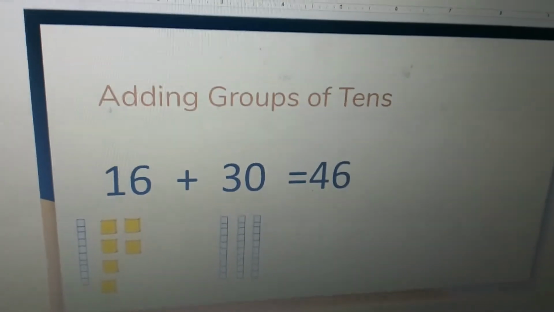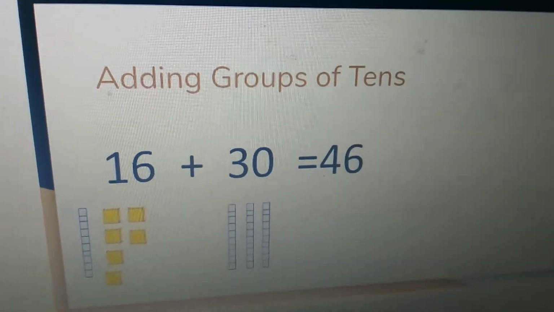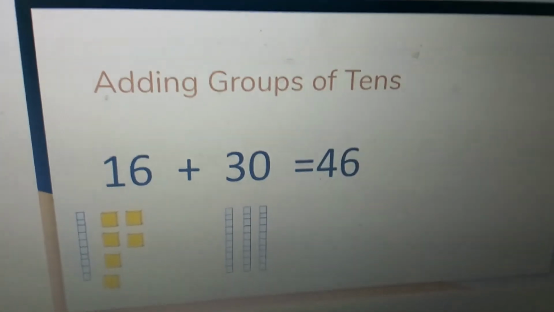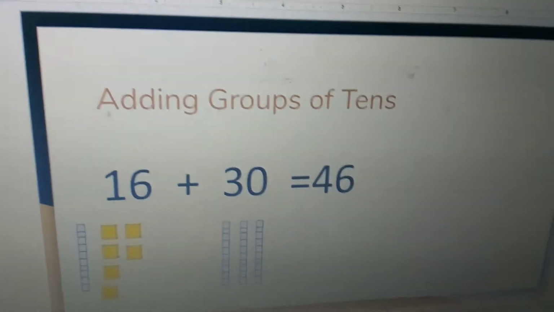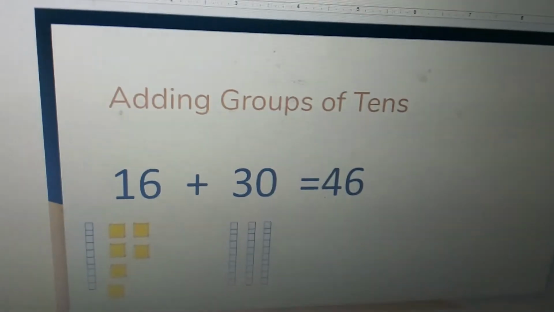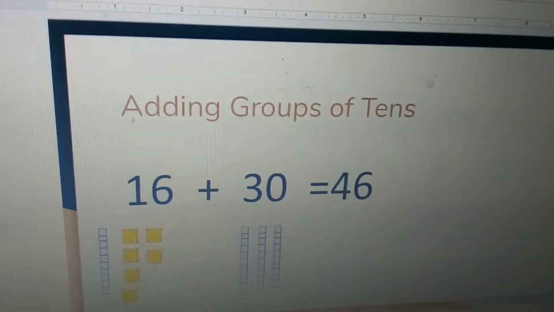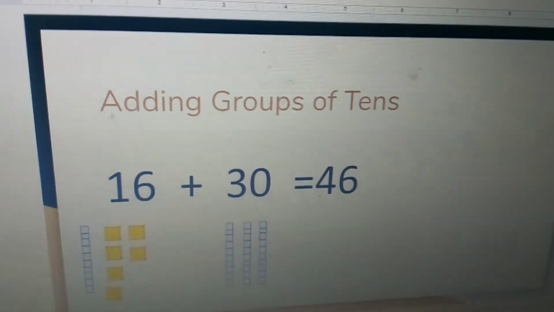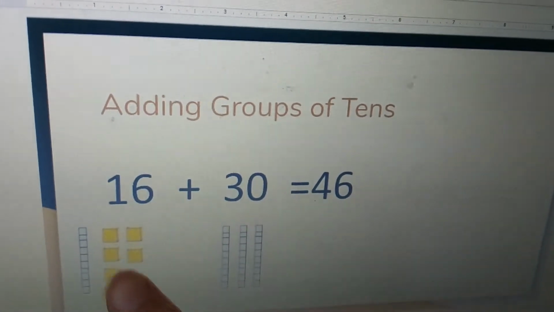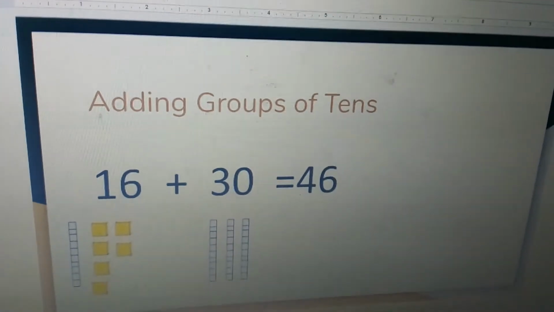Welcome back, everyone. For the past few days, we've been practicing adding groups of tens to two-digit numbers. How we've been doing this is we've been building both numbers with 10 sticks and ones units, adding our 10 sticks together, and then counting our ones units to get our sum, our answer. For example, 16, which is built here, plus 30 equals 46.